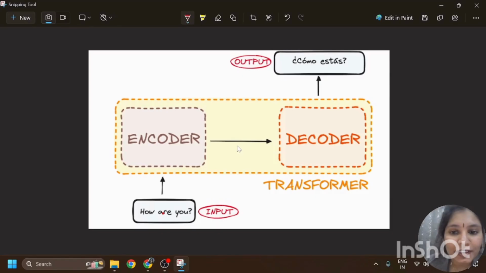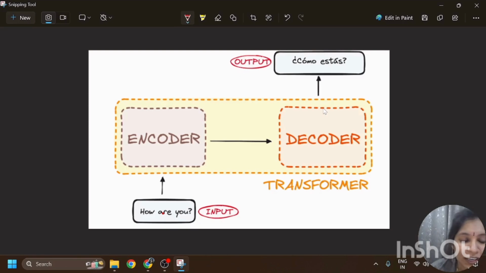Here we can understand the encoder and decoder. We can say the transformer is made of two parts, the encoder and the decoder. The encoder, this box, is used to understand the input. The encoder's job is to understand what you have in the input text, and the decoder's job is to generate the output text.